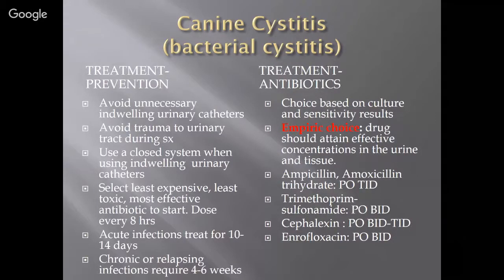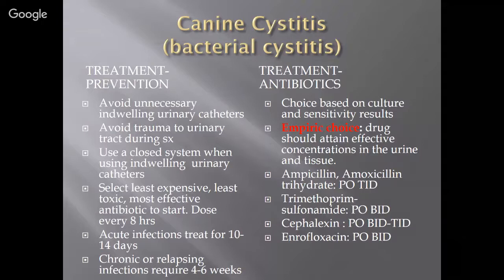We can avoid any unnecessary indwelling urinary catheters. We want to avoid trauma to the urinary tract during surgery. When we're using indwelling catheters, we want to use a closed system. A closed system is where we attach a sterile collection device, and usually it's an empty fluid bag with administration set, and that will collect the urine. That is a closed system.